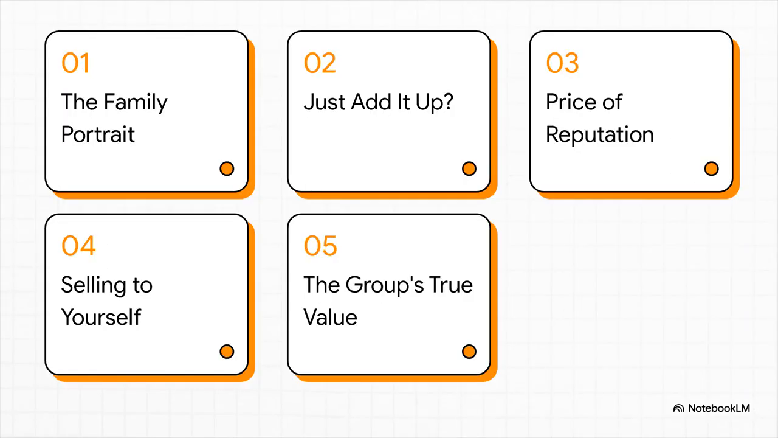We're going to start with this whole family portrait idea, then we'll see why just adding things up is a big mistake. After that, we'll tackle two really important puzzles, something called goodwill and the problem of selling stuff to yourself. And finally, we'll put it all together to see the group's real value.